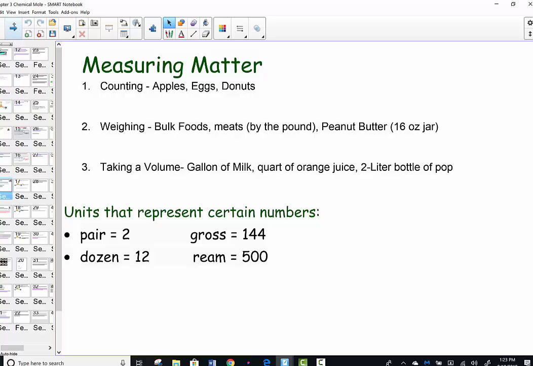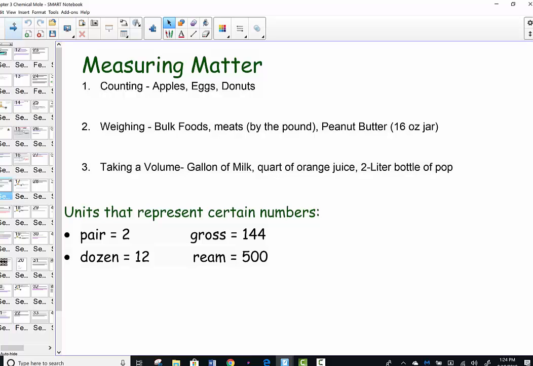That's counting out. Weighing, you spend time in the bulk food aisle. You can weigh out a certain amount of, I do that for my dogs for milk bones, for instance. Or you buy a pound of hamburger, you're weighing out a certain amount of product. Or you can buy something by taking a volume, a gallon of milk, bottle of pop, whatever it might be, you're taking a certain volume. In chemistry, most likely volumes are for gases, sometimes for liquids. You can calculate a volume by water displacement for a solid.